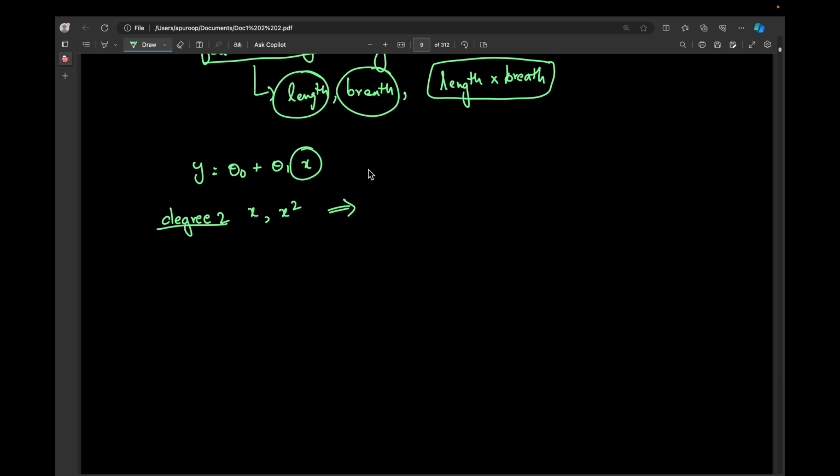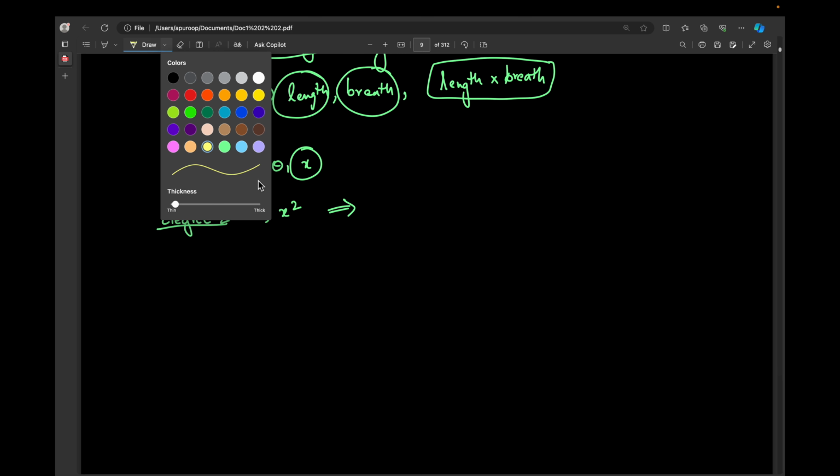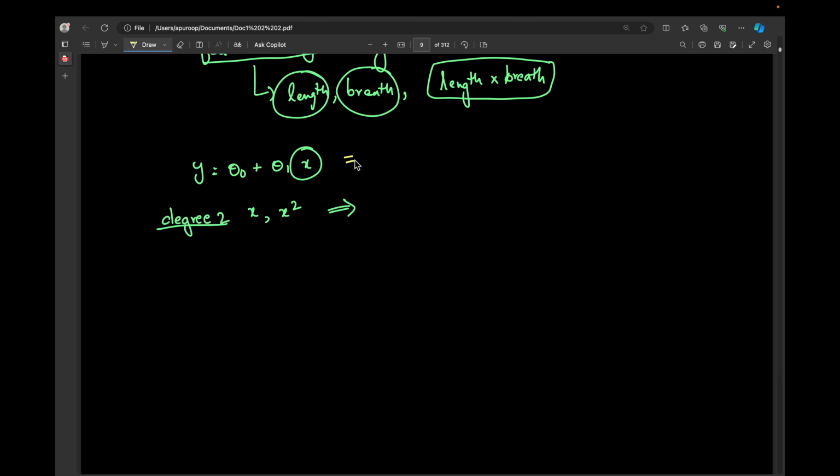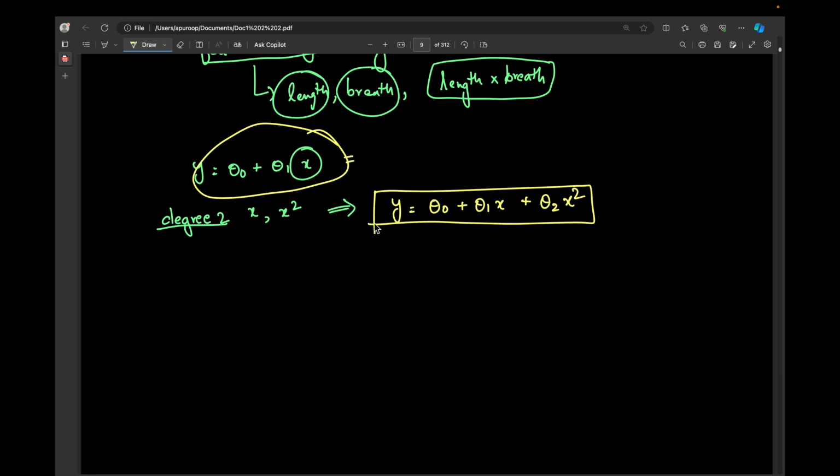And what will be the corresponding hypothesis? My hypothesis previously was this one. As I have an extra feature, my current hypothesis will look like this: theta naught + theta 1 x + theta 2 x squared. Now we have this extra term, right? So this whole thing will be my hypothesis. And with this, I will be able to fit something like these U-shaped curves.